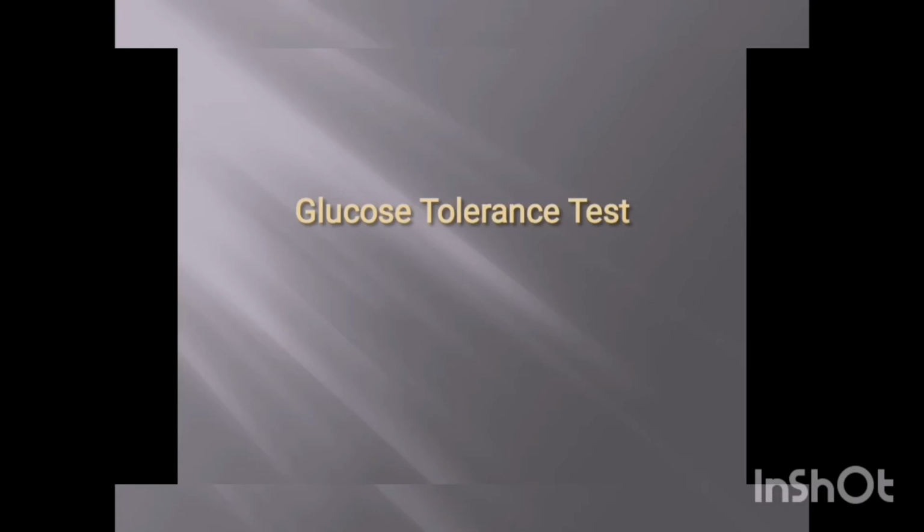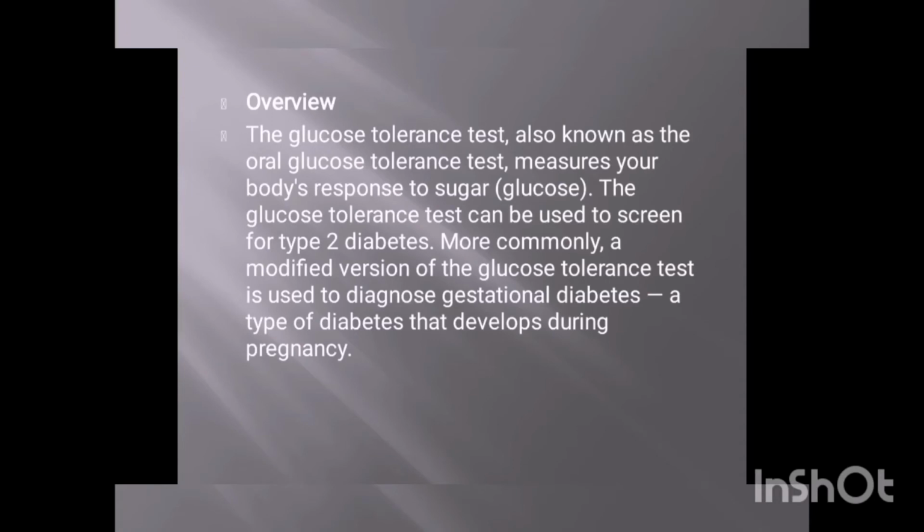So, glucose tolerance test. Overview. The glucose tolerance test, also known as the oral glucose tolerance test, measures your body's response to sugar. The glucose tolerance test can be used to screen for type 2 diabetes. More commonly, a modified version of the glucose tolerance test is used to diagnose gestational diabetes, a type of diabetes that develops during pregnancy.